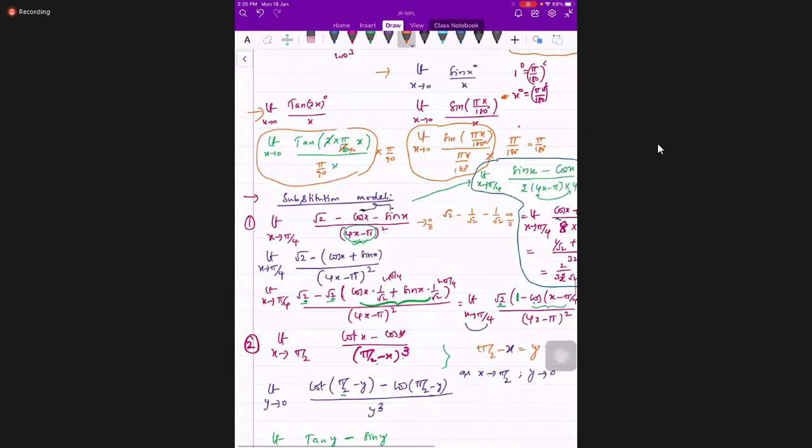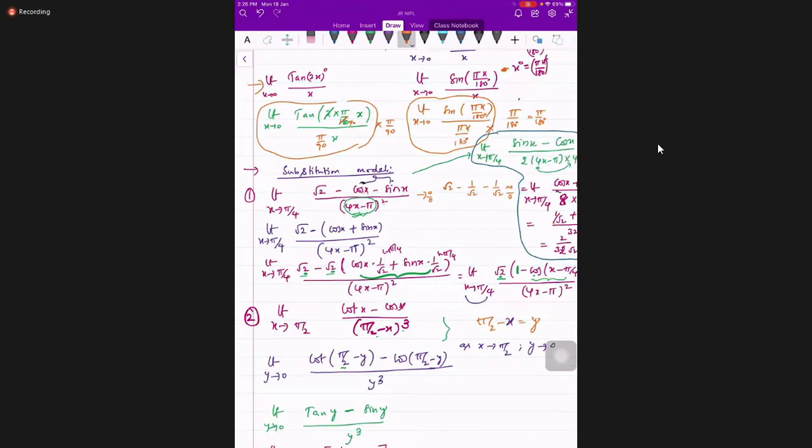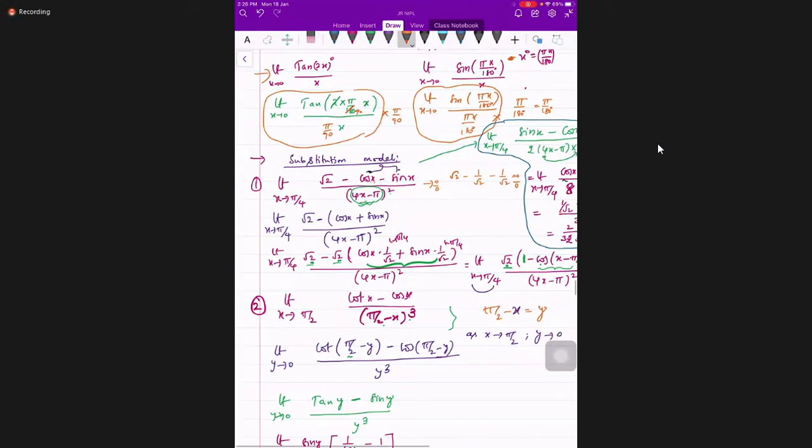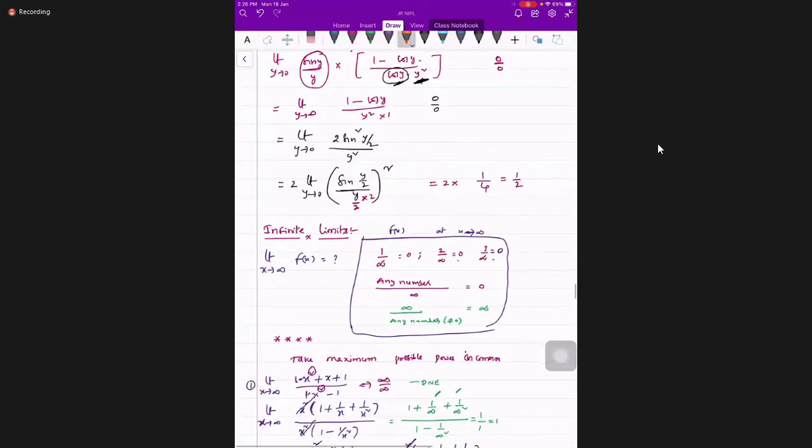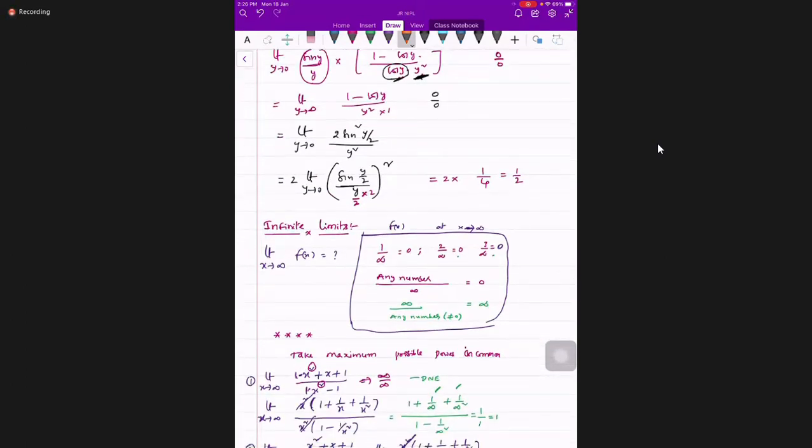Then the substitution method. Substitution method means, again, the function is in the form of 0 by 0. To eliminate that situation of being 0 by 0, we need to go for some small substitution. That substitution idea also you got here, I think 3-4 examples we have. After that, what we discussed is infinite limits. While solving infinite limits, one thing you need to do is take the maximum power of the variable common.